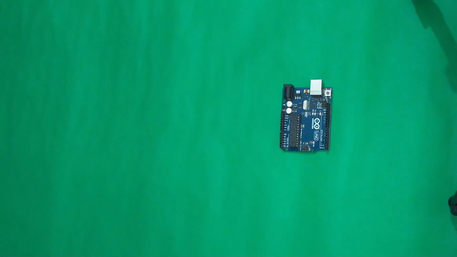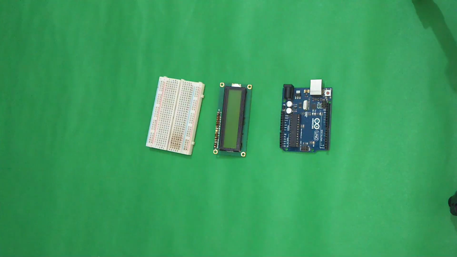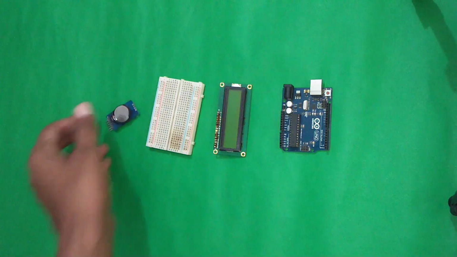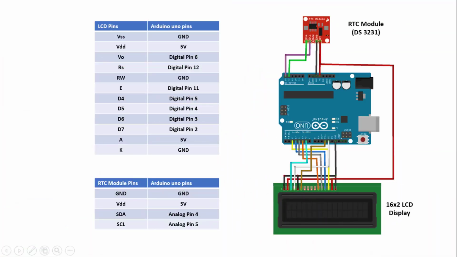Hi everyone, in this video tutorial I am going to explain how you can make your own system clock using Arduino. So the components you require are an Arduino Uno, an LCD display, a half breadboard, an RTC module and a few jumper wires. So let's get started.